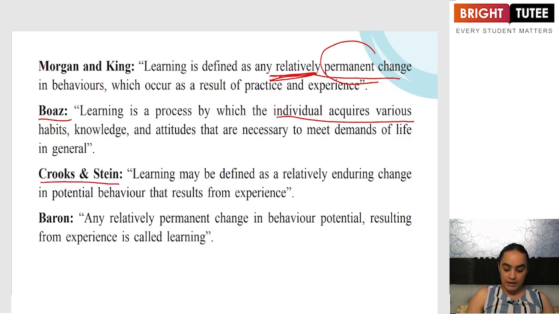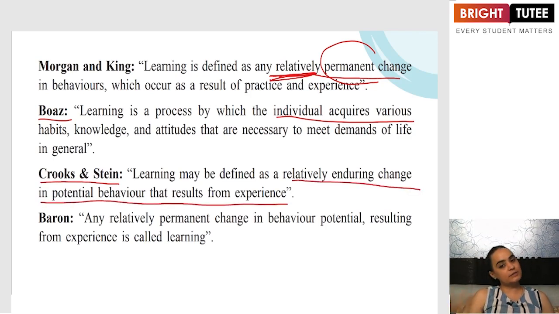Krusenstein defined learning as a relatively enduring change in the potential behavior that results from experience. Again, a change which is relatively powerful and more likely to continue in the future. So those changes in your behavior which are expected to continue in future for a long time because they have come to you because of your experience. This is what Krusenstein defined learning as. And then last but not the least, Barron defined learning as a relatively permanent change again in your behavior resulting from some experience.